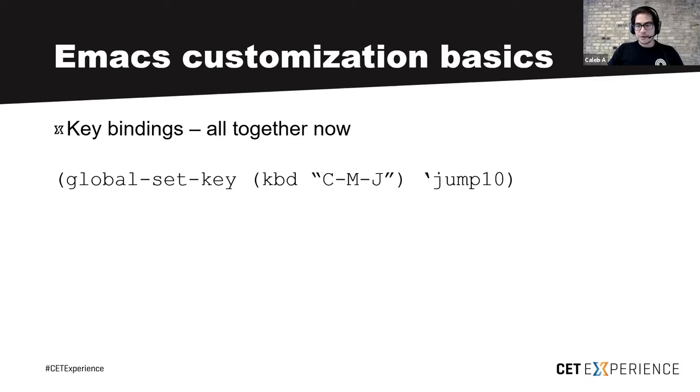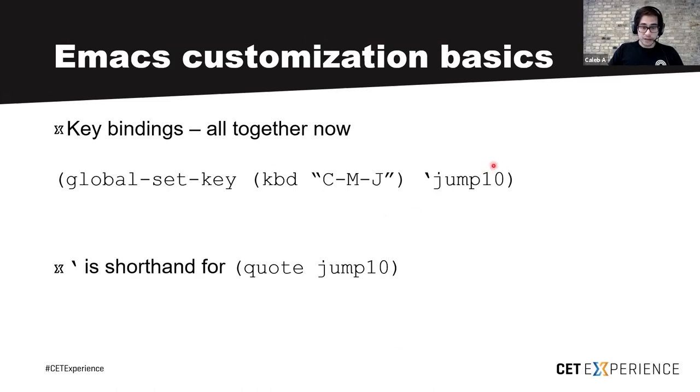And some of you might have noticed on the last slide the single quote here. That single quote is actually shorthand for the macro quote some argument. So basically what that is saying is do not evaluate jump 10, I mean the name jump 10 or the symbol jump 10. Without this single quote, you would actually evaluate it when this was evaluated, causing you to go to 10. So yeah, that little handy shorthand is pretty important.